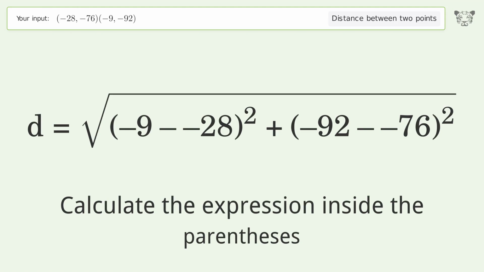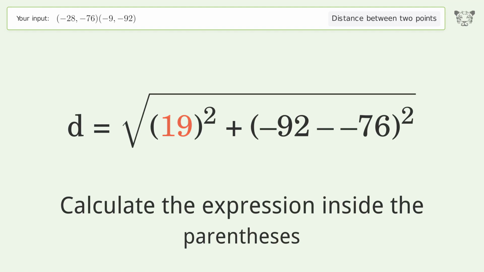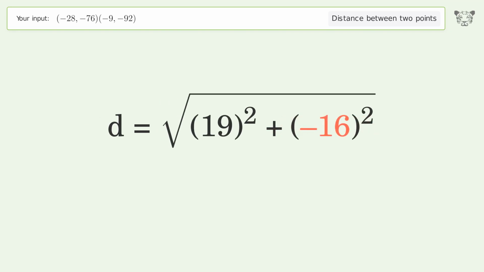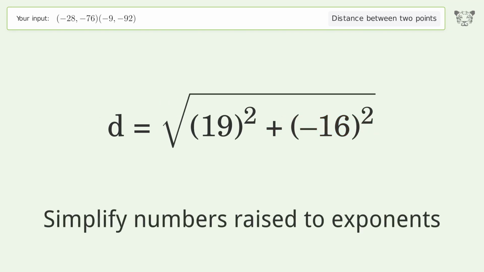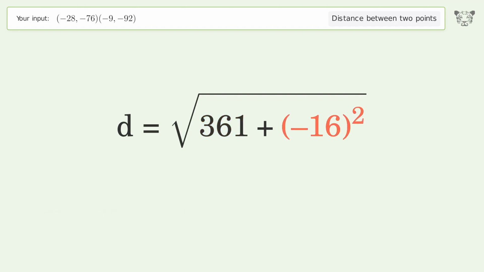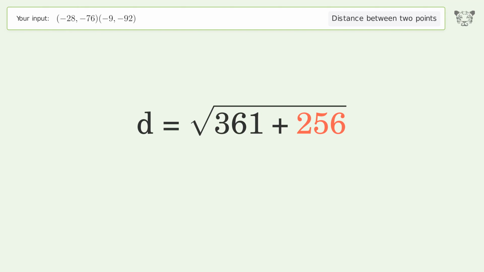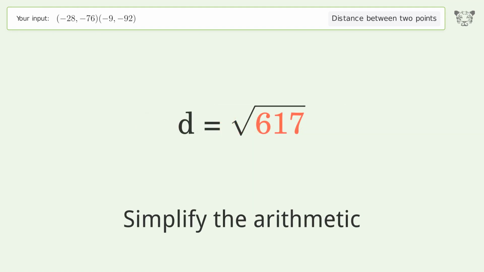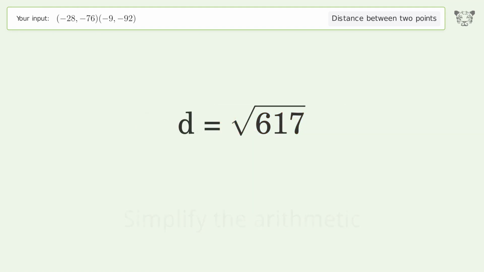Calculate the expression inside the parentheses. Simplify numbers raised to exponents. Simplify the arithmetic. And so the distance between the 2 points is the square root of 617, or 24.839.